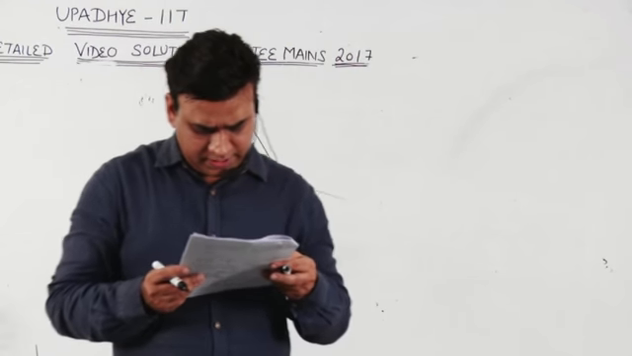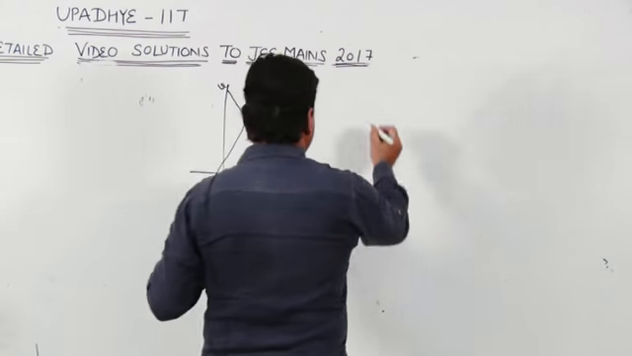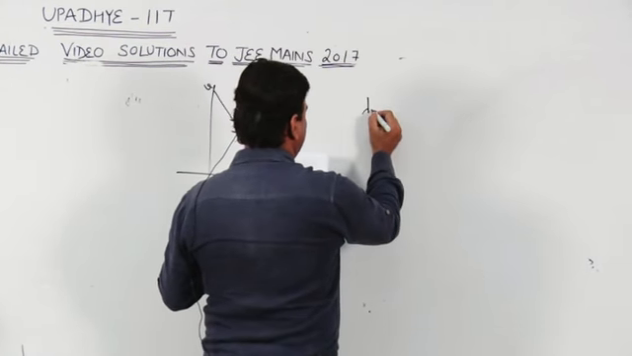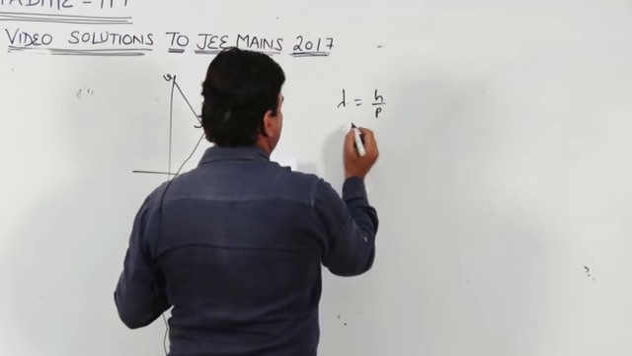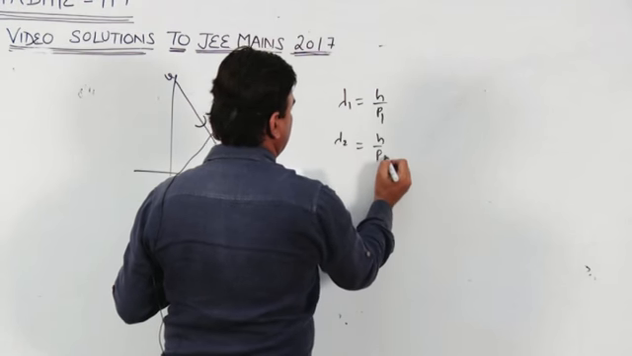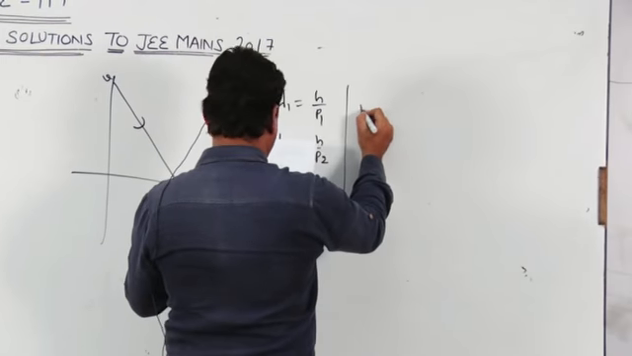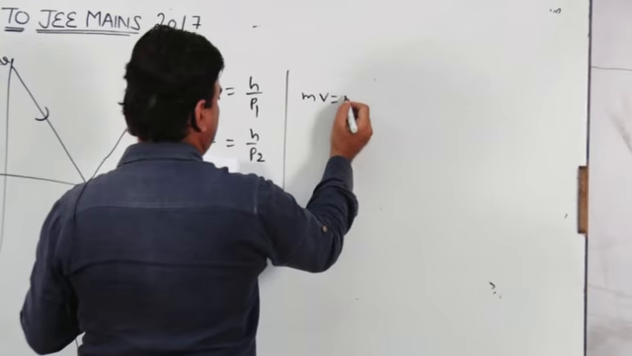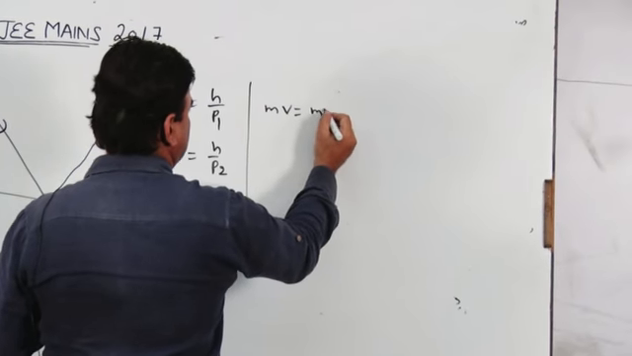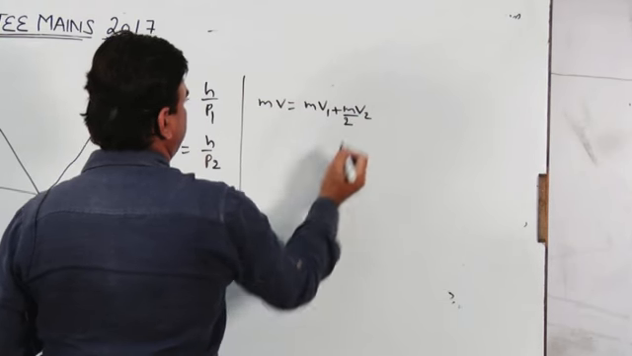Similarly, question number 88, this is based on de Broglie. So the de Broglie wavelength lambda equals h upon p. So lambda 1 is h upon p1, lambda 2 equals h upon p2, and on the basis of collision, one mass m is moving with velocity v, and another mass is at rest. So after the head-on collision, the velocity will be like this.